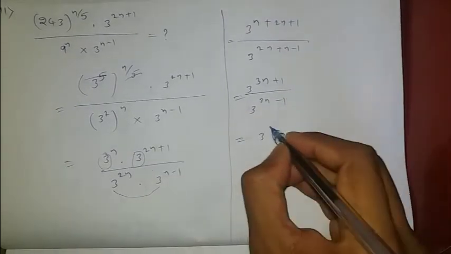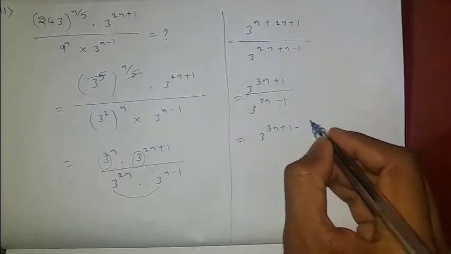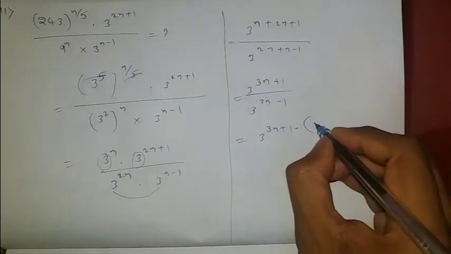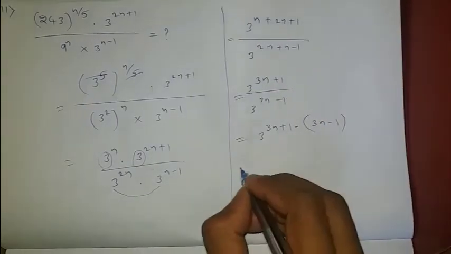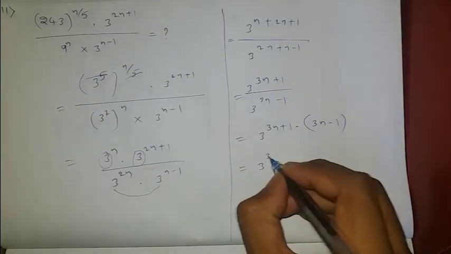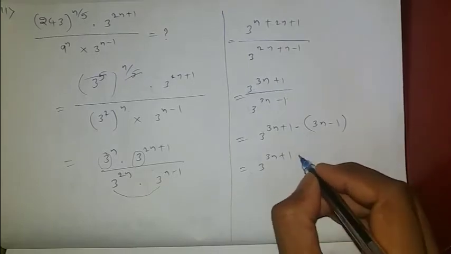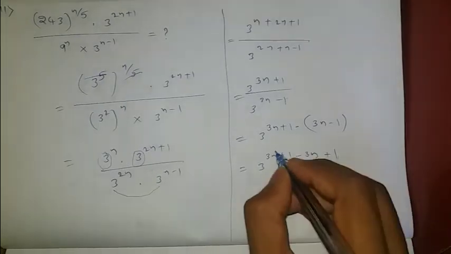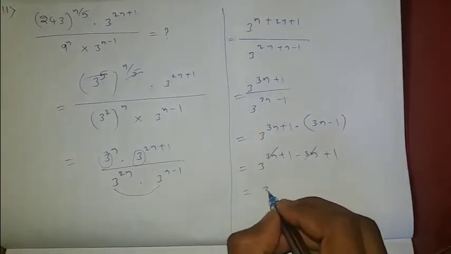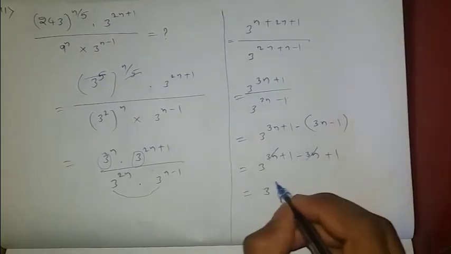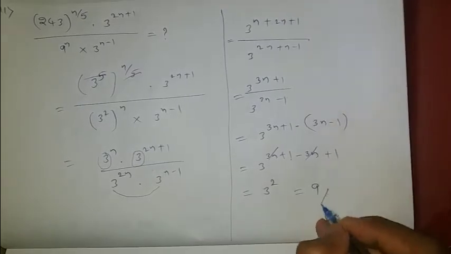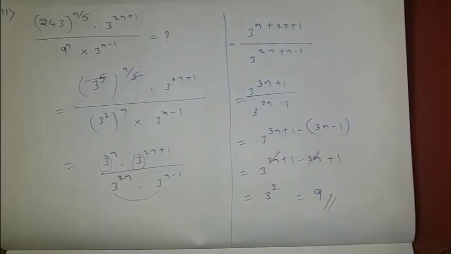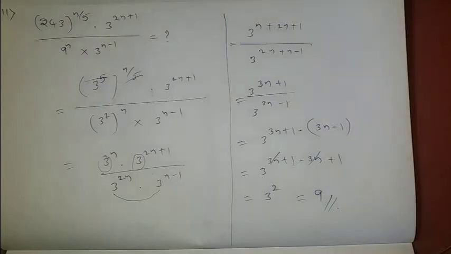So a power m by a power n is nothing but a power m minus n. So that is 3 power 3n plus 1 minus the power of the denominator, that is 3n minus 1. So we will get 3 power 3n plus 1 minus 3n plus 1. So 3n minus 3n will get cancelled. We remain with 3 power 1 plus 1, that is 3 square, nothing but 9. Okay, let's move to the next question.